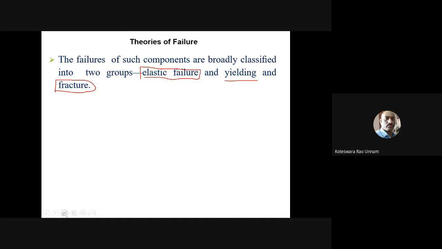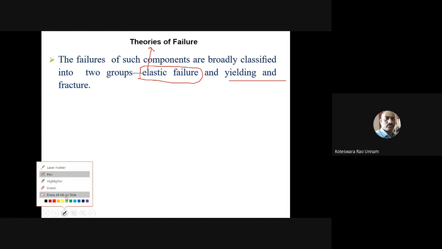We'll call it a fracture. Generally, in all our design courses, we don't bother about this yielding and fracture. We'll talk about only this elastic failure. So whatever theories of failure we are discussing today are based on elastic failure only. We are not talking about yielding and fracture.